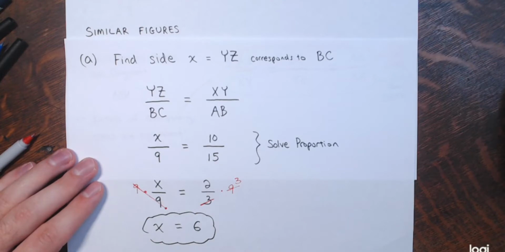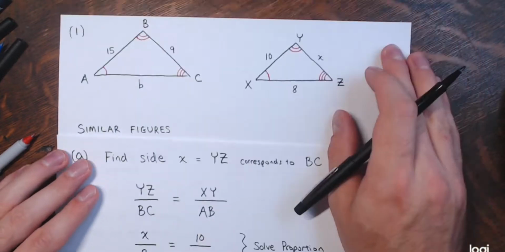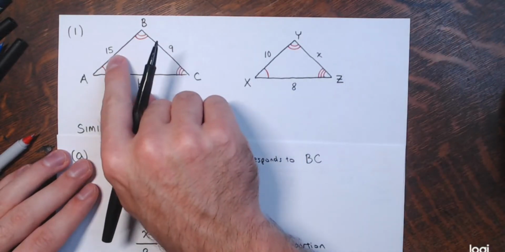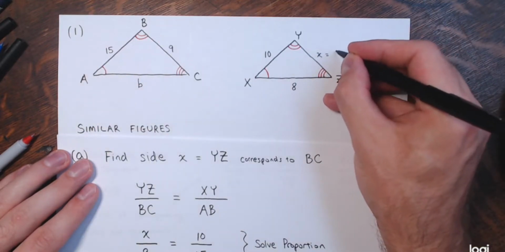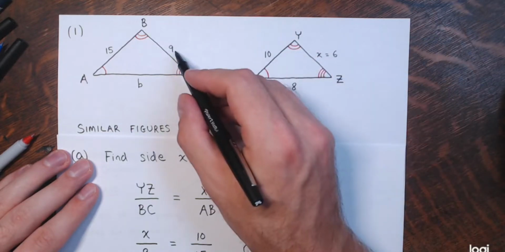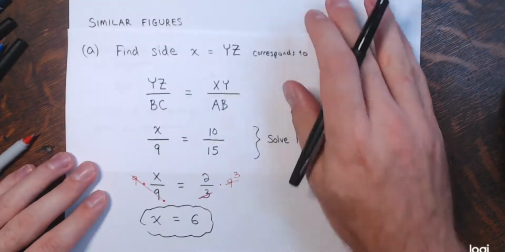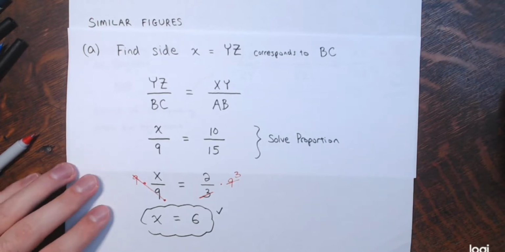All right. So if these triangles are truly similar, as they said, then the ratio of those corresponding sides, 10/15ths, that's 2/3, should be equal to the ratio of these corresponding sides, YZ to BC, and isn't 6 to 9? 6 over 9 is the same as 10 over 15. They're both 2/3. So this is a valid answer for that side length. If the triangles are similar, the ratios of corresponding sides are equivalent. Great.